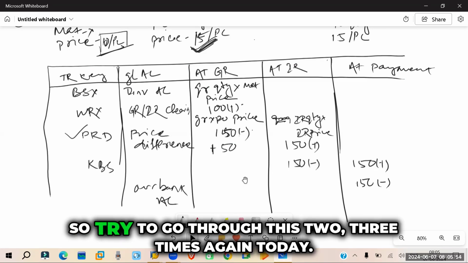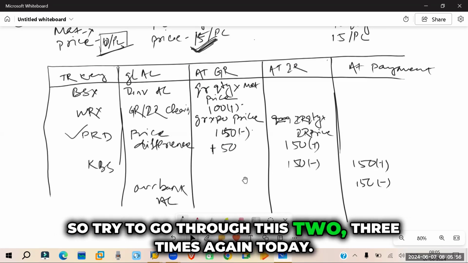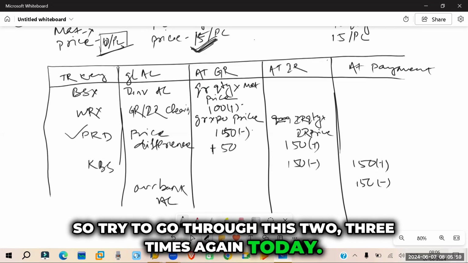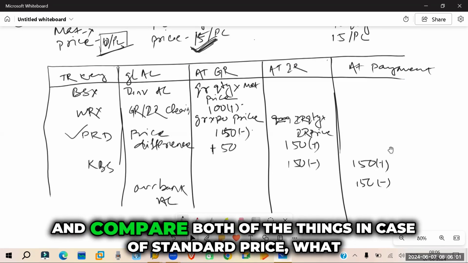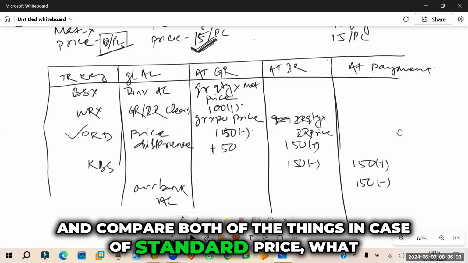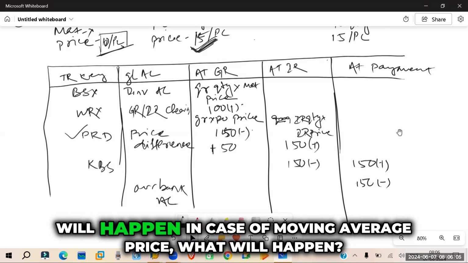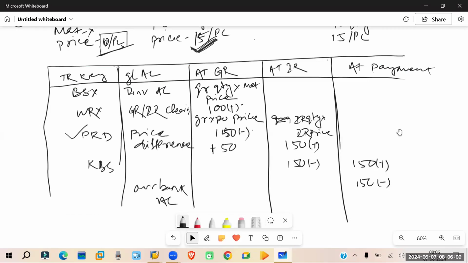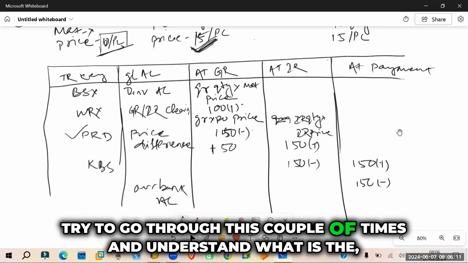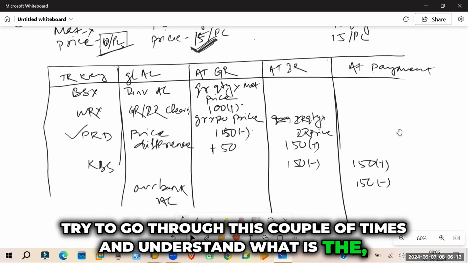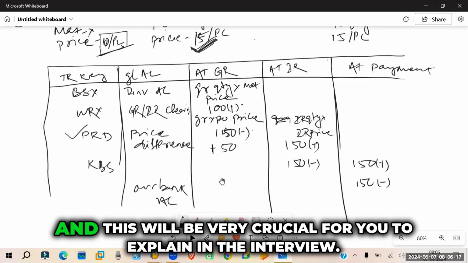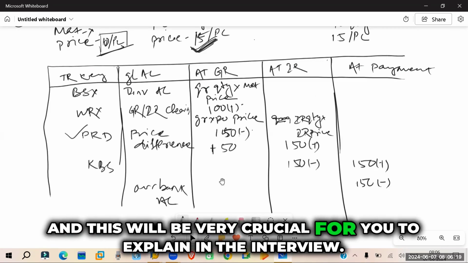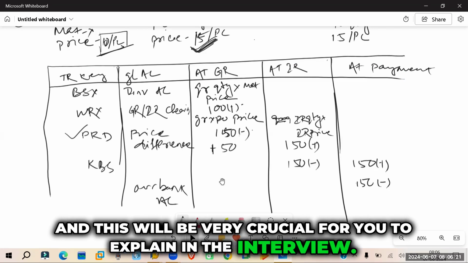Okay, so try to go through this two or three times again today, and compare both of the things. In case of standard price, what will happen? In case of moving average price, what will happen? Try to go through this a couple of times and understand what the changes are, and this will be very crucial for you to explain in the interview.